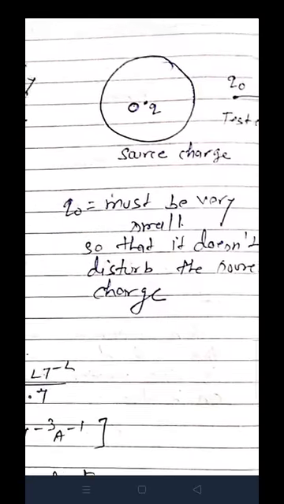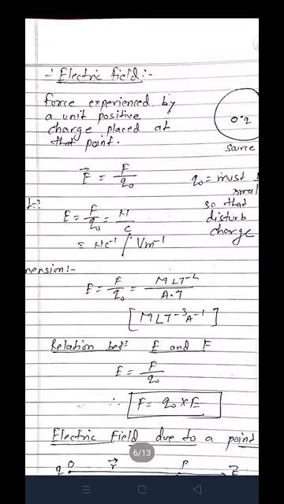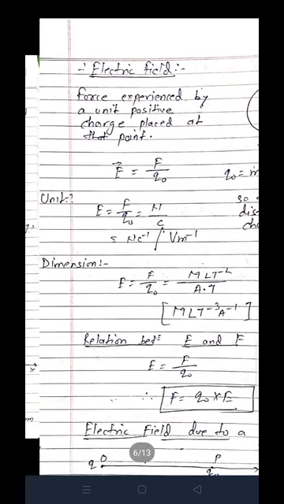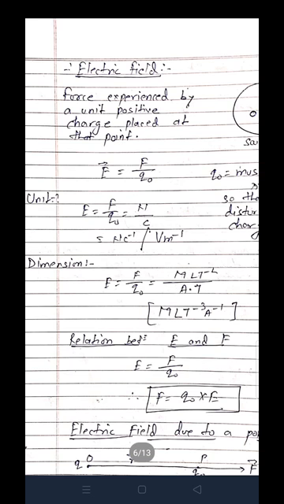Now the definition of electric field is okay, but how can we find the electric field? The formula of electric field is the force experienced by a unit charge, and whenever we say unit, we divide that quantity. So electric field equals force by charge. The unit of force is Newton and the unit of charge is Coulomb. So the unit of electric field is Newton per coulomb. This is also known as volt per meter.